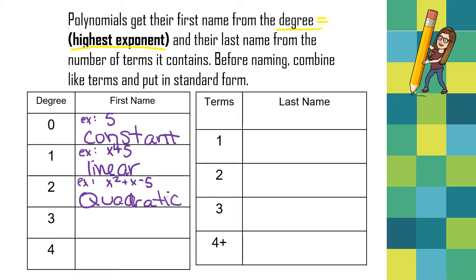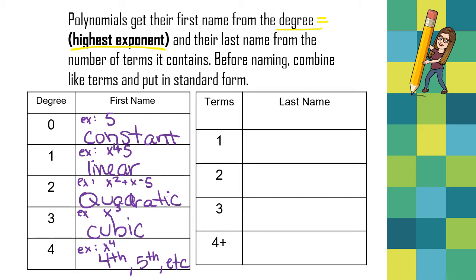Degree of 3, you're starting to see the trend here. That would mean if I have an exponent of 3 as the highest exponent, we call that a cubic function. Now beyond that, if I have anything with an exponent of 4 or higher, we just use 4th, 5th, etc. So anything beyond that, I'm not going to have the expectation that you know the name.